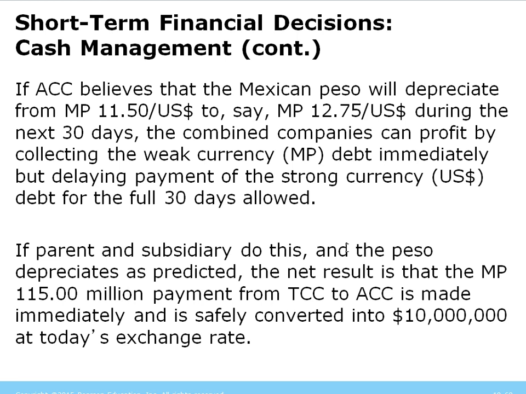So if it believes that the peso would depreciate from 11.50 to 12.75 during the next 30 days, the combined companies can profit by collecting the weak currency debt immediately and delaying the payment of the strong currency for the 30 days allowed. So if the parent and subsidiary do this, and the peso depreciates as predicted, the net result is that the MP 115 million payment from TCC to ACC is made immediately and safely converted to the $10 million at today's exchange rate, thereby avoiding any depreciation.